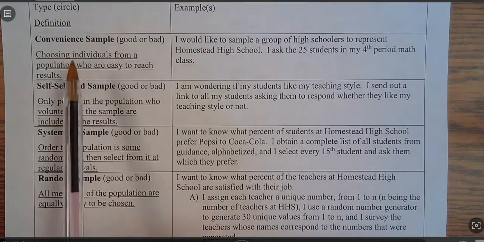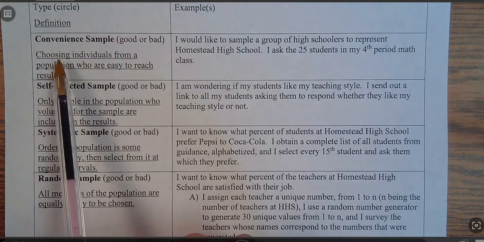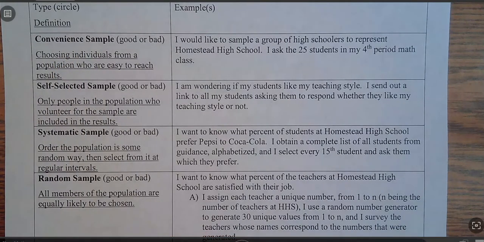Okay, so the first one is called a convenience sample. The idea is that you choose individuals from a population who you can easily reach in the moment. So the example I give is, I would like to sample a group of high school students to represent Homestead. So I ask the 25 students in my 4th period math class. Now, do you think that the students in my 4th period math class represent the entire population?